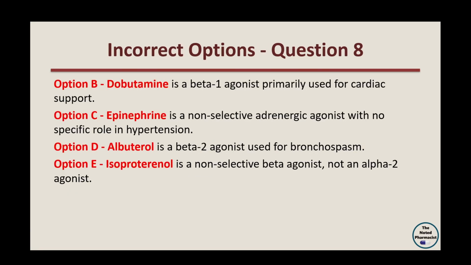Here is the explanation for incorrect options. Option B is incorrect because dobutamine is a beta-1 agonist primarily used for cardiac support. Option C is incorrect because epinephrine is a non-selective adrenergic agonist with no specific role in hypertension. Option D is incorrect because albuterol is a beta-2 agonist used for bronchospasm. Option E is incorrect because isoproterenol is a non-selective beta agonist, not an alpha-2 agonist.